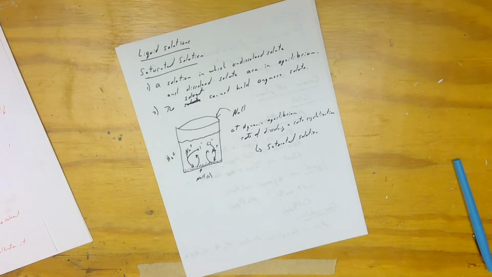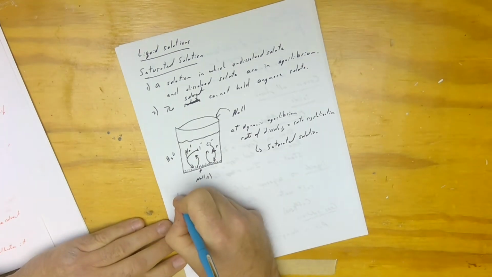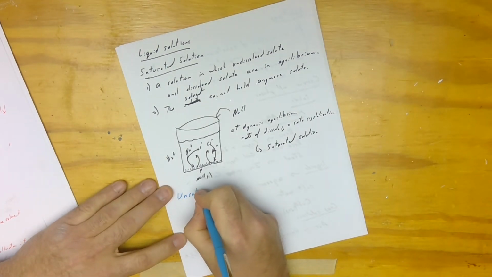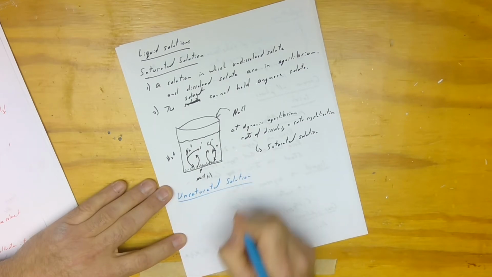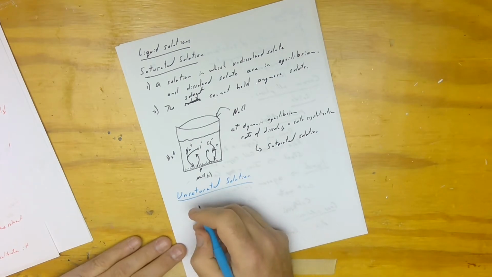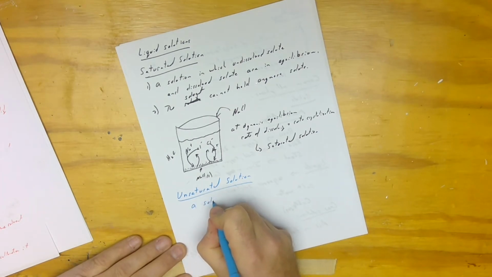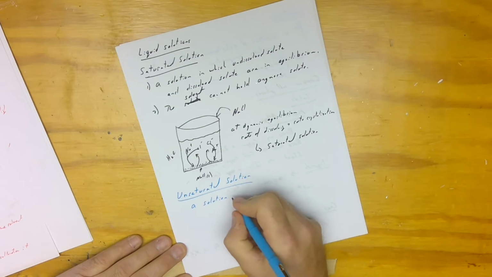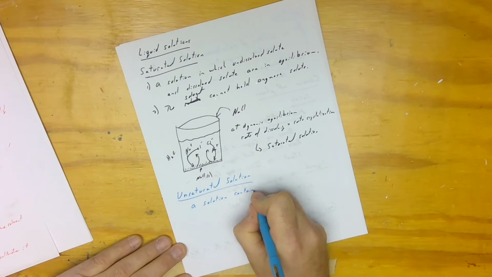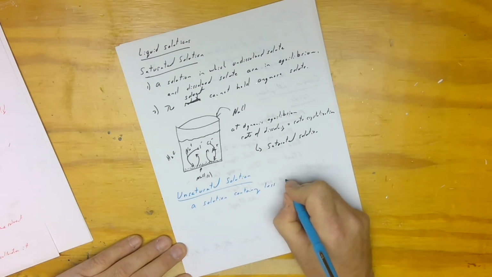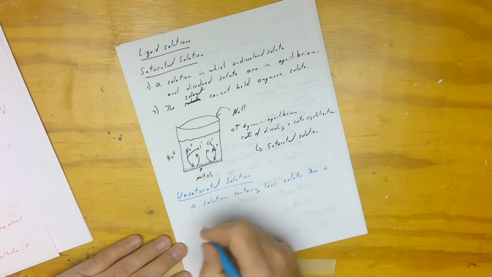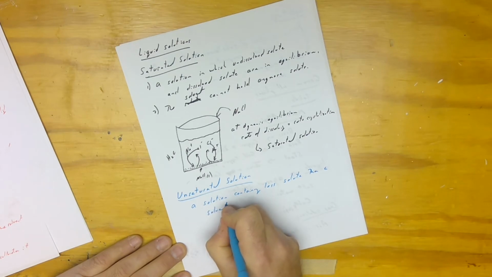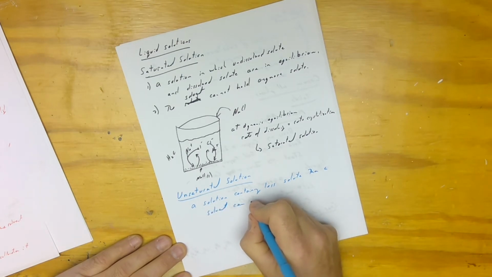All right, well, our second type of solution is an unsaturated solution. And this is a solution containing less solute than a solvent can normally dissolve.